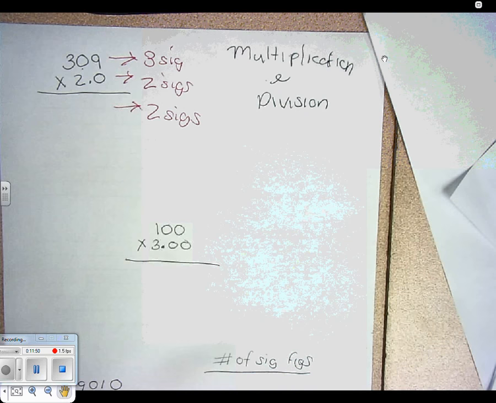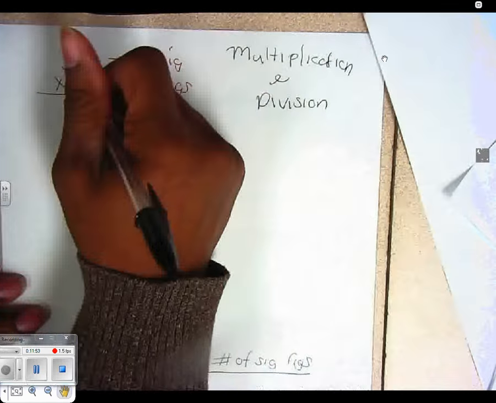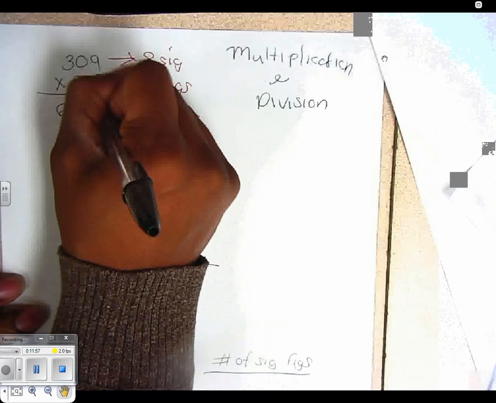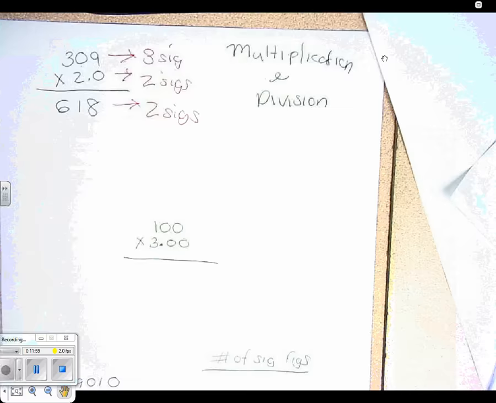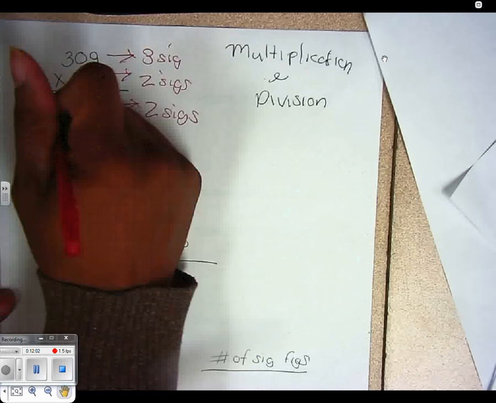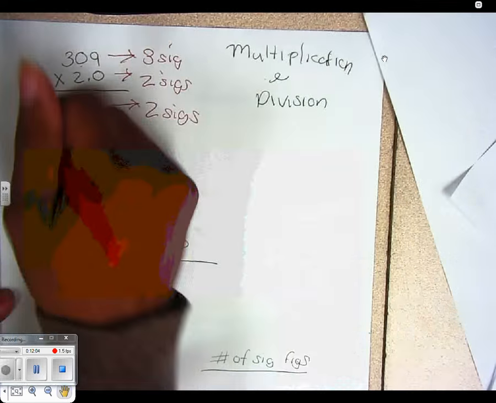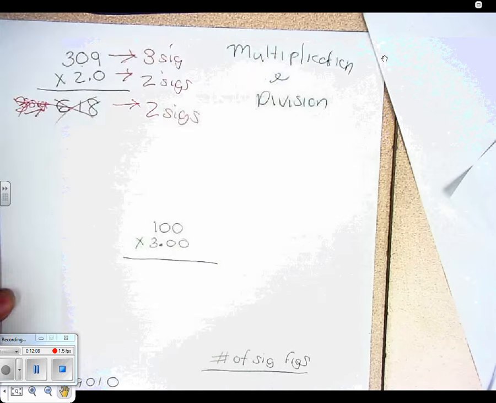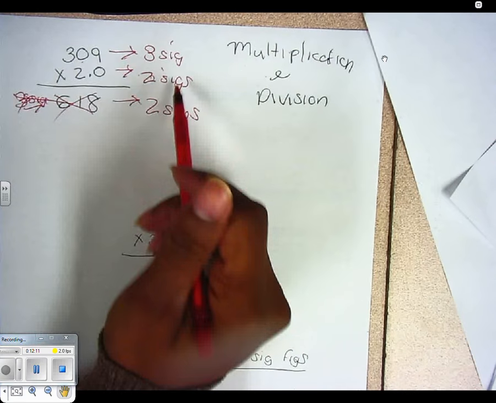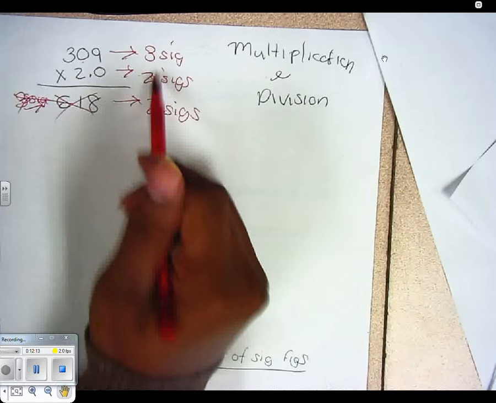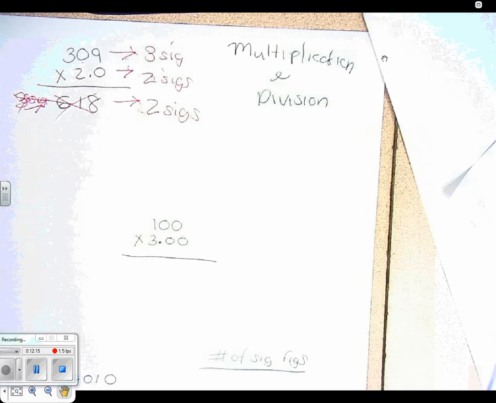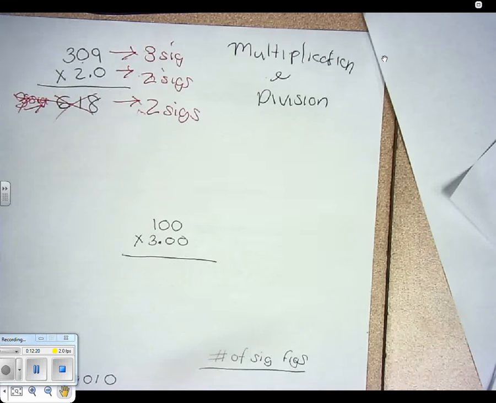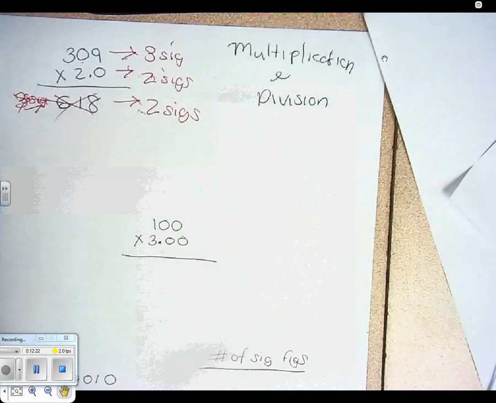In this case, 309 times 2 is equal to 618. But that's not the right answer, because that has 3 sig figs. This has 3. And we need 2, because this has 2. It can have no more sig figs than the numbers used to solve for the problem. This means that we must round this number to an appropriate number that will follow the regimen of having 2 significant figures. I'll give you a hint.